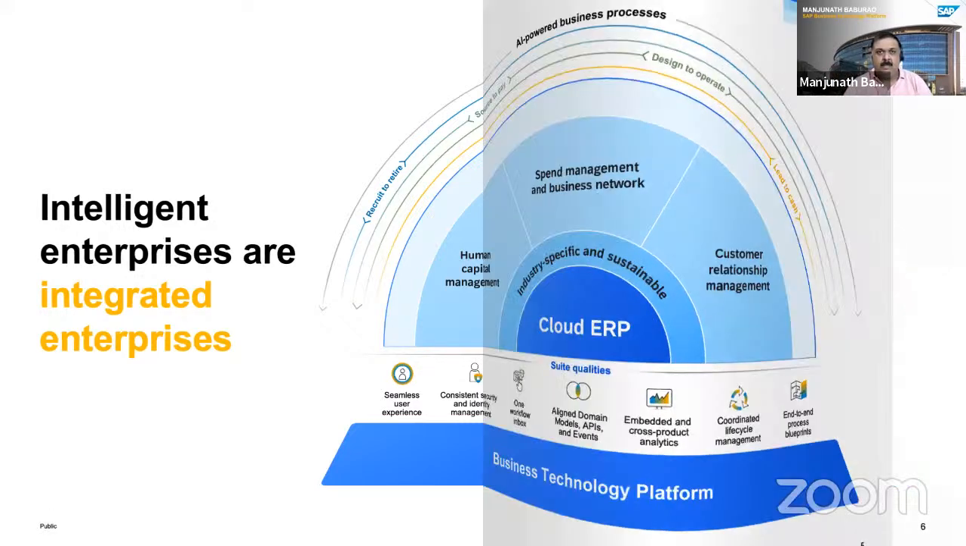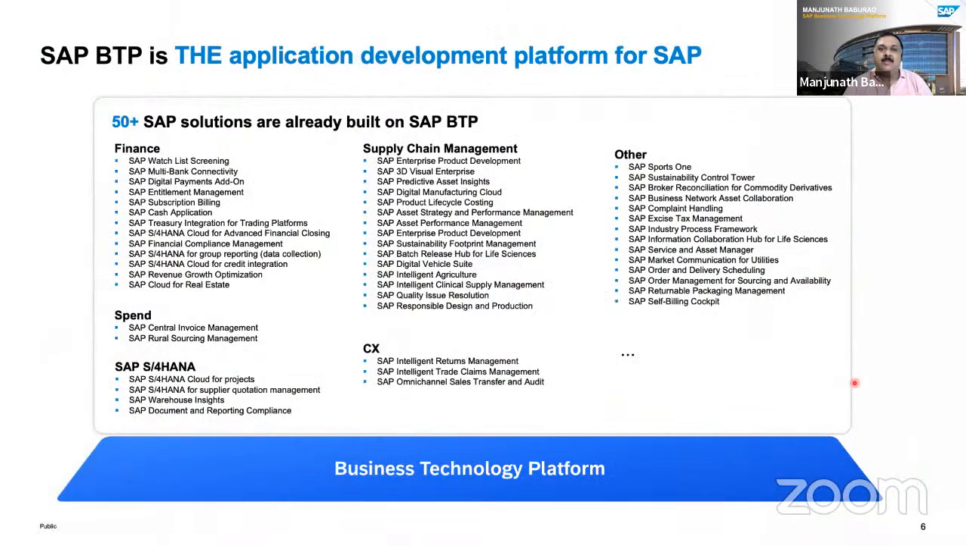Now, I did talk about BTP being SAP's internal innovation platform as well. You see, there's a list of 50 plus already announced solutions. I just want to make that clear, already announced solutions that are out there. There are many more in the works. So you see across finance, spend, S4HANA, supply chain management, and the customer experience portfolio, we are coming up with new solutions and applications which are built on the SAP Business Technology Platform, which can complement the existing LOB cloud solutions or the standard solutions that are already out there, right?